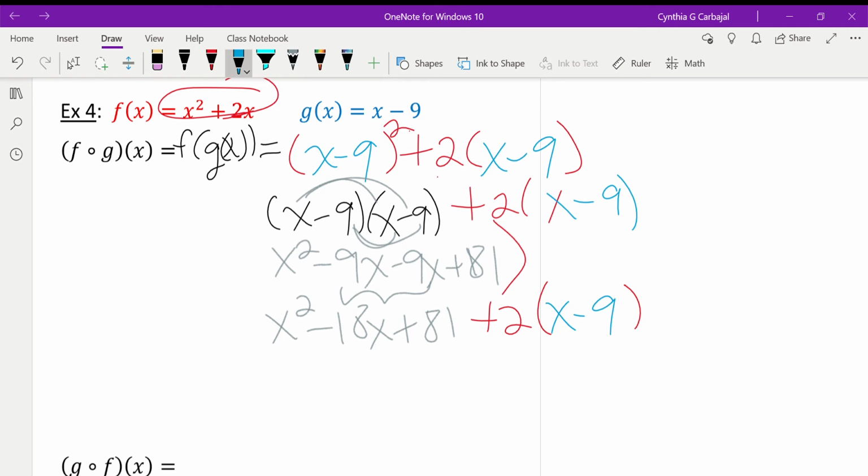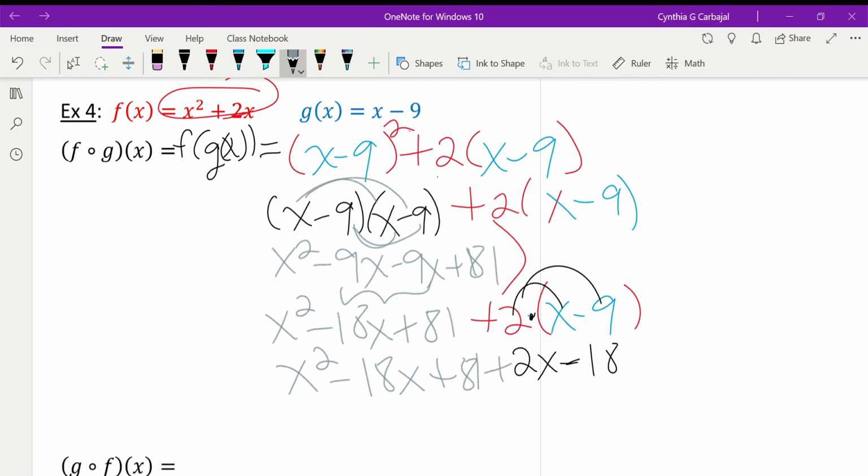And that's going to be this 2 right here. We're going to be able to distribute that 2 inside the parentheses. So that's 2 times x, and then 2 times negative 9 is negative 18. Okay. Now I'm going to bring down the front here and I'm going to start looking for anything that I can combine. So I'm looking for like terms.